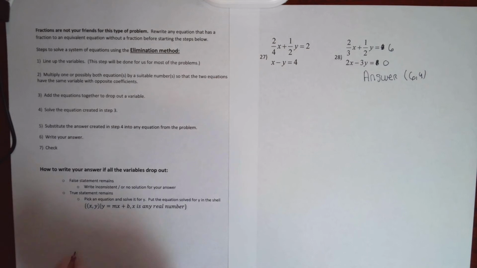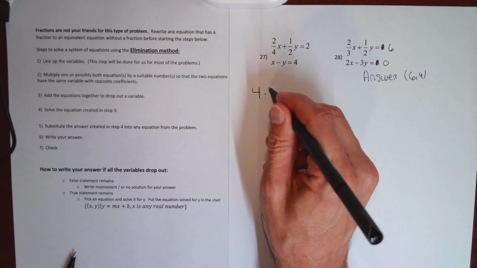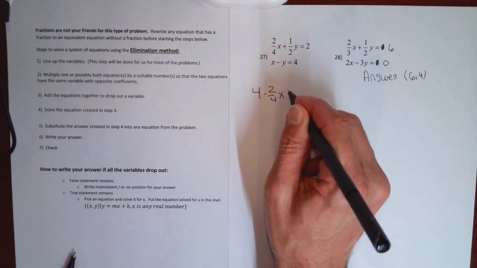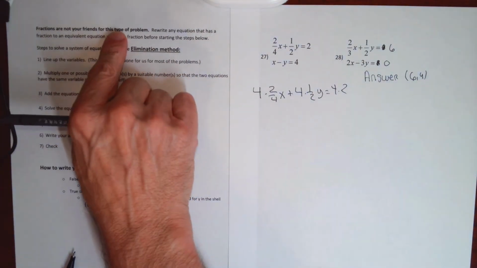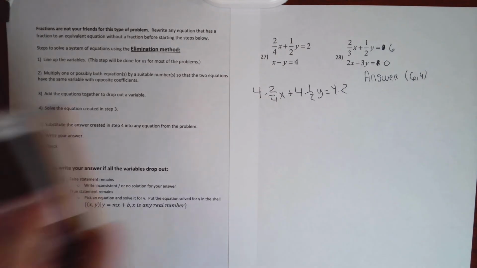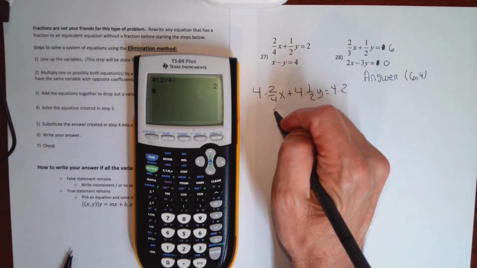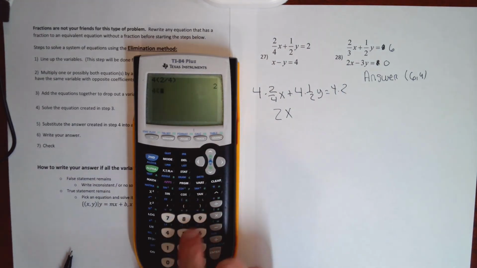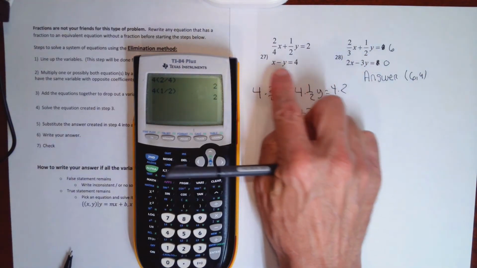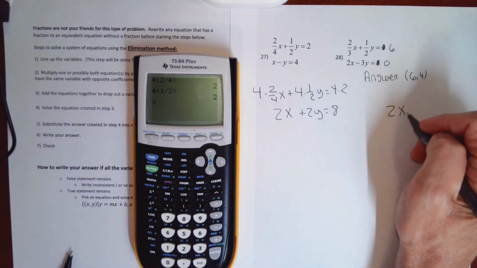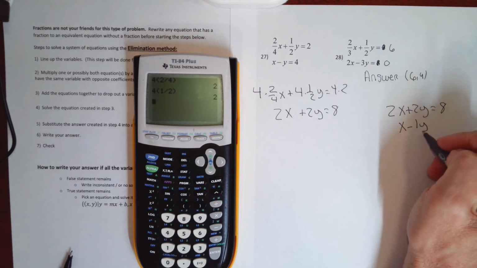In problem 27, I'm going to get rid of the fractions by multiplying the top equation by 4. So I'm going to go 4 times 2/4 x plus 4 times 1/2 y equals 4 times 2. Fractions aren't my friend for these problems. If I get a problem with a fraction, I get rid of the fraction on the first step. So 4 times 2/4 gives me 2 in front of the x, and 4 times 1/2 gives me 2 in front of the y. And 4 times 2 equals 8. I'm going to leave the bottom equation. So I have 2x plus 2y equals 8, and x minus, I'm going to emphasize, 1y equals 4.